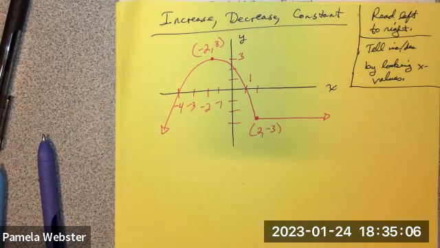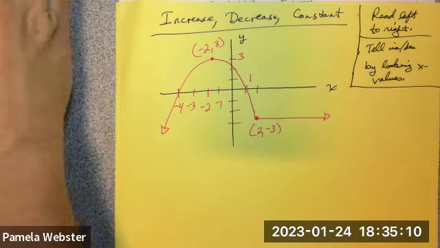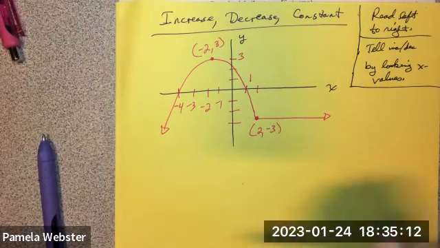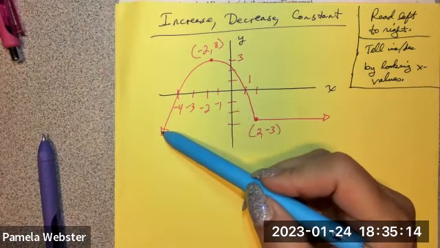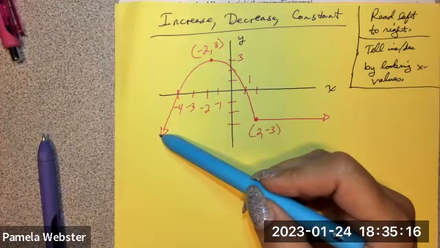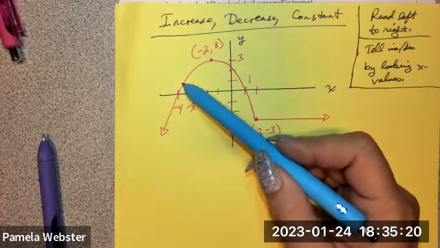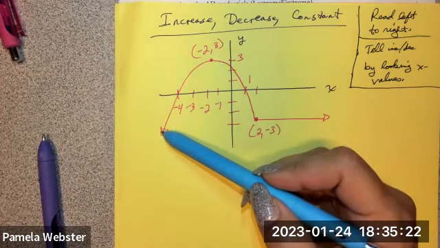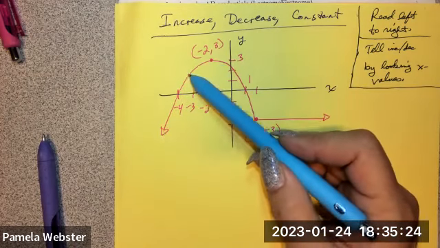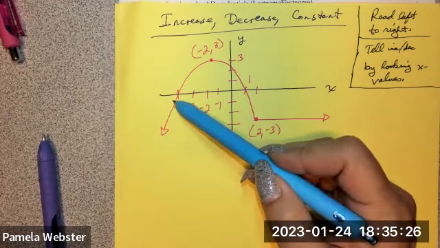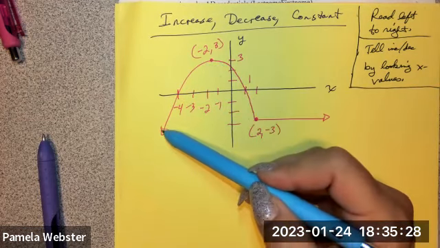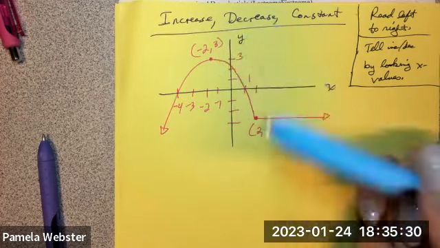Okay, so when I'm looking at this, I'm going to just kind of follow it with my pencil from left to right. Okay, so I say, okay, when I start here, are the y values increasing or decreasing? Well, here they're increasing, right? I'm going up. If you think in terms of slope, which we'll talk about soon, this slope is going up. So it is increasing from here all the way to here.